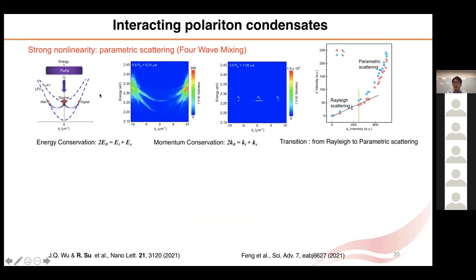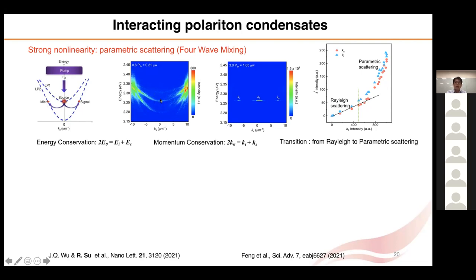So here we demonstrate such strong nonlinearity by showing a nonlinear phenomenon, that is the parametric scattering, which is a four-wave mixing process. To realize it, one will need to comply with energy and momentum conservation simultaneously. In a polariton system, this can be easily achieved by, for example, introducing more optical modes inside the system. Condensate produced in one branch can scatter to a nearby state with the same energy as shown in the schematic here. This can be readily achieved in our perovskite system, where we can introduce more optical modes inside the system by increasing the cavity length.